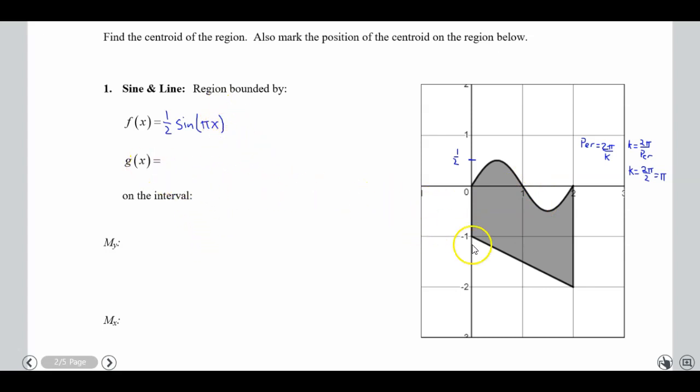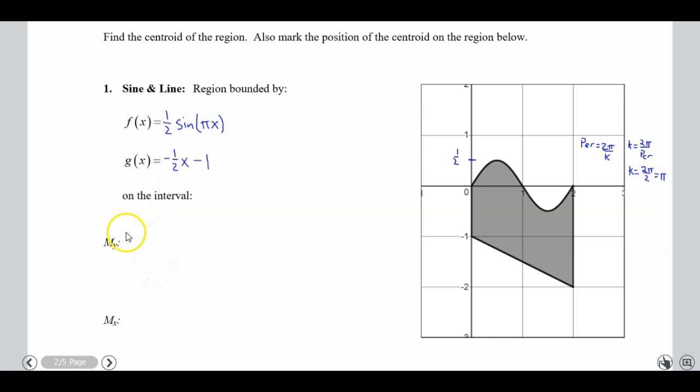g of x is just a line. It looks like it's got a slope of -1/2, so rise -1, run 2, so -1/2 x, and it looks like the y-intercept is -1, so we'll put a -1 right there. Sometimes that can be the trickiest part of the problem, if you don't have functions given, just coming up with those functions. After that, it's just a matter of applying all the usual formulas.